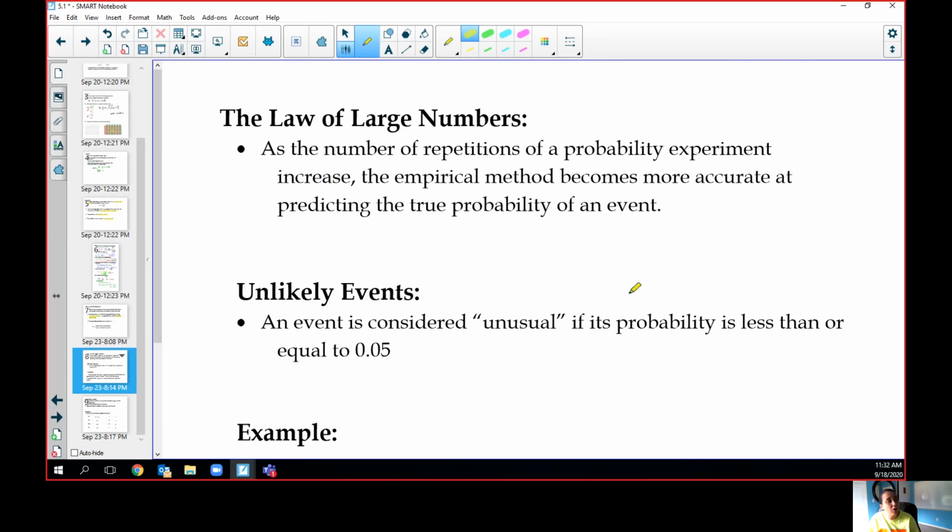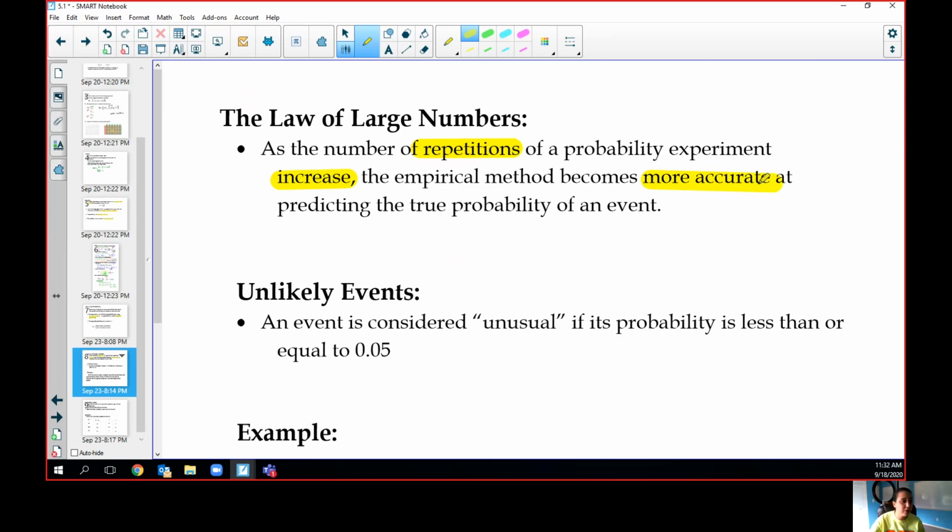We also have a rule called the law of large numbers, and you are going to see this rule over and over again as this class continues forward. The law of large numbers states that as the number of repetitions of a probability experiment increases, the empirical method becomes more accurate. So the more we do the experiment, the more accurate we become.